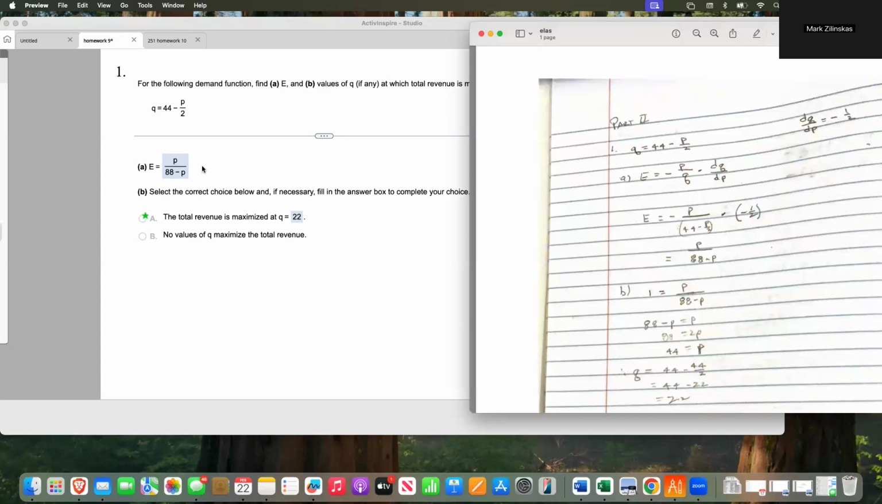And that is the first part here. They're asking us, what is my equation for E? Again, all I did was substitute the values in for dq/dp. I replace Q with the given equation here, and I just simplify, and that's how I end up with E here.